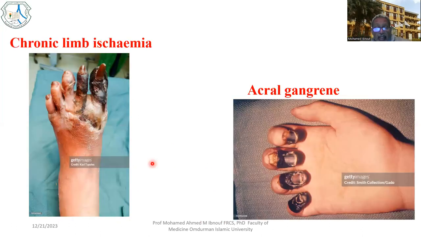This is a chronic limb ischemia with black desiccated toes, and the limb is now changing. And this is acral ischemia due to disease in the blood supply, probably this is a heavy smoker with Buerger's disease, because of blood vessel wall disease.